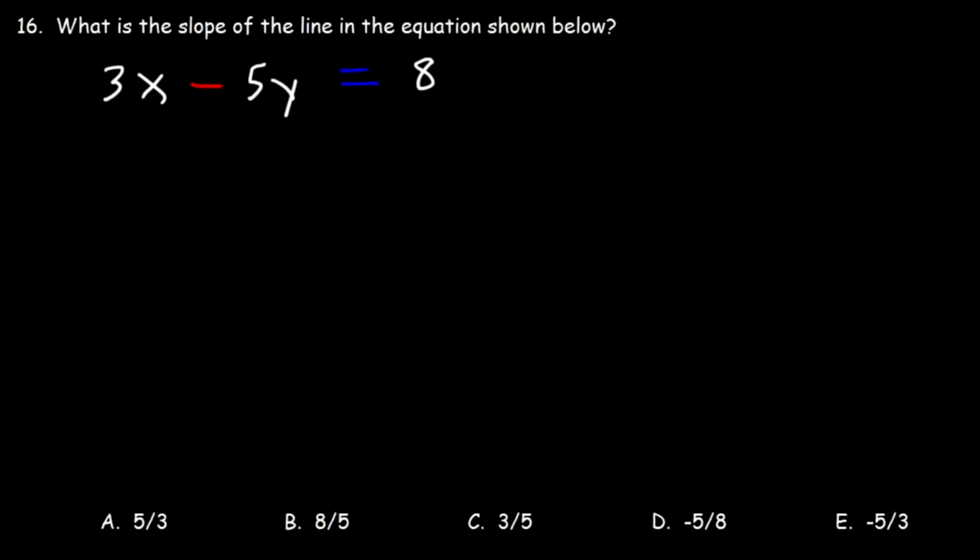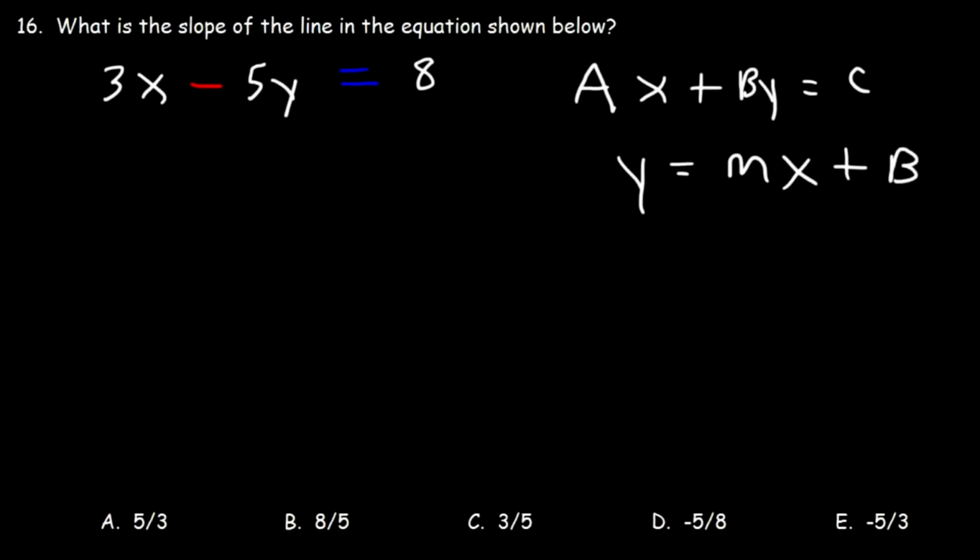Number 16. What is the slope of the line in the equation shown below? So we have a linear equation in standard form, that is in ax plus by equals c format. And what we need to do is rewrite the equation in slope-intercept form, that is in y equals mx plus b form. The slope is simply the number in front of x. So once we put it in that form, we can easily identify the slope.